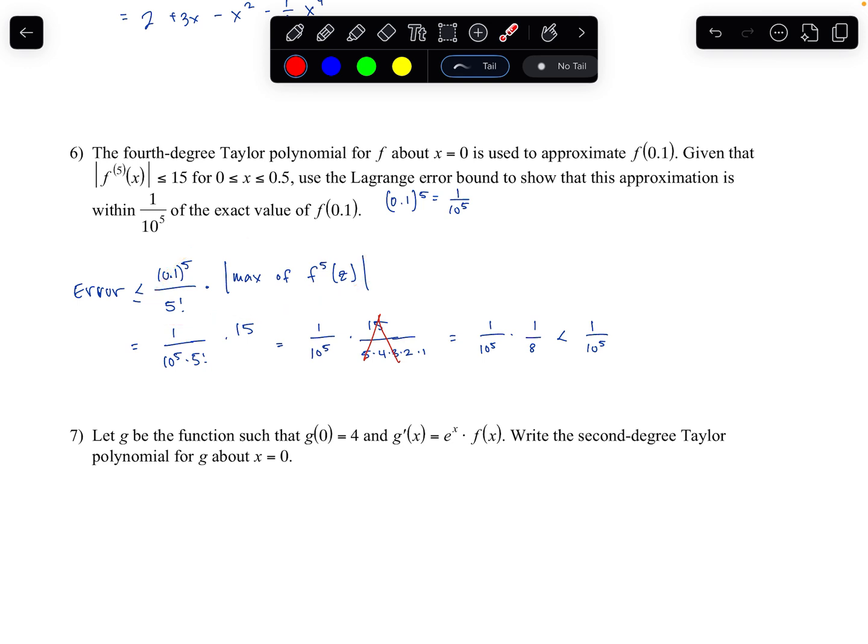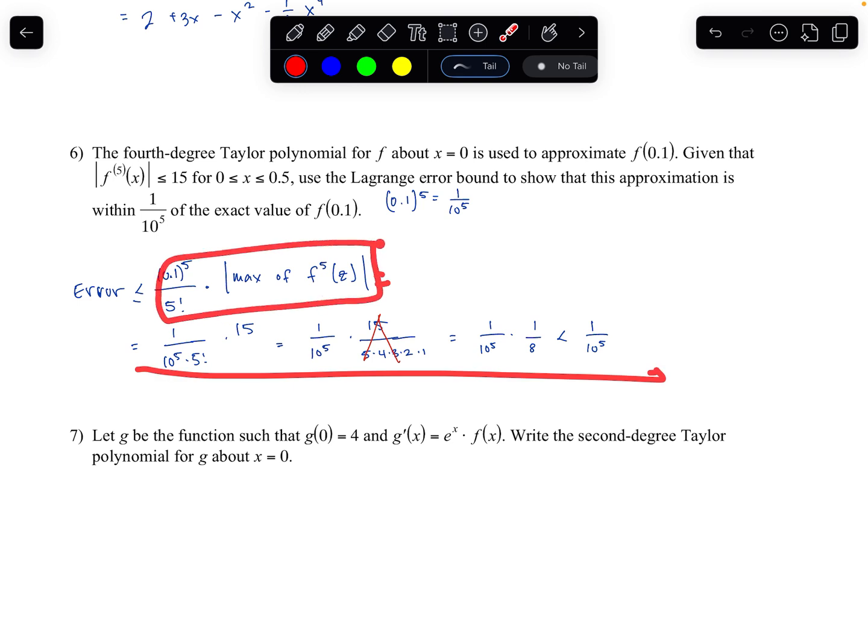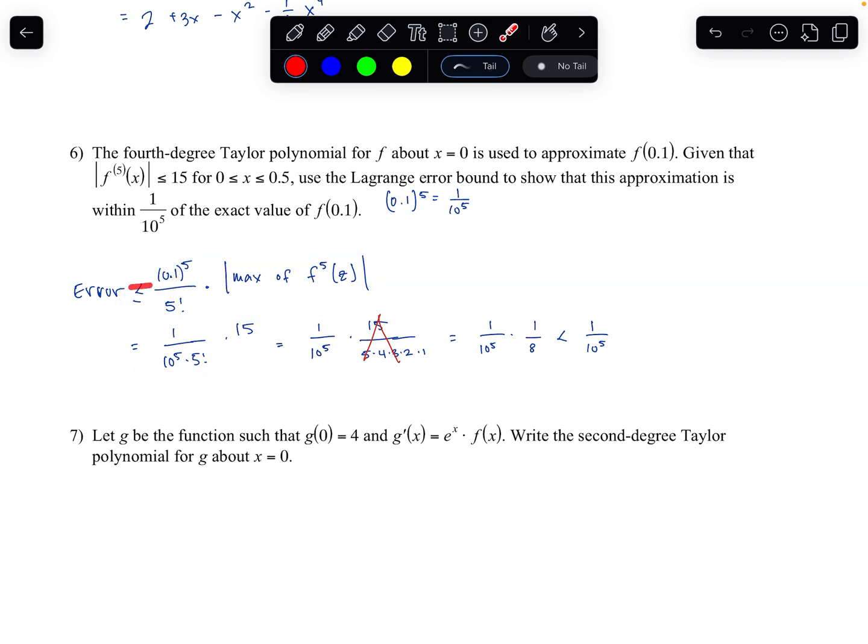If you want to use equal signs after this point, that's fine, because that's exactly what this is, but you have to keep in mind that this is only an error bound. It's less than or equal to, not equal to. So don't just say the error is equal to, because that is incorrect. You can use equal signs after you state the inequality first.